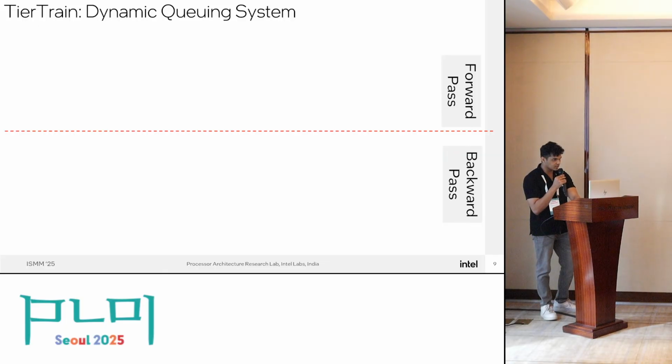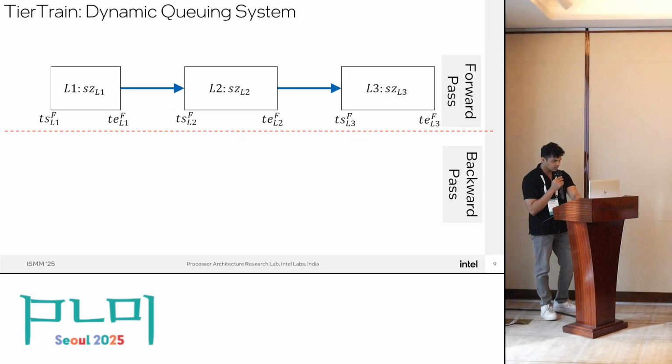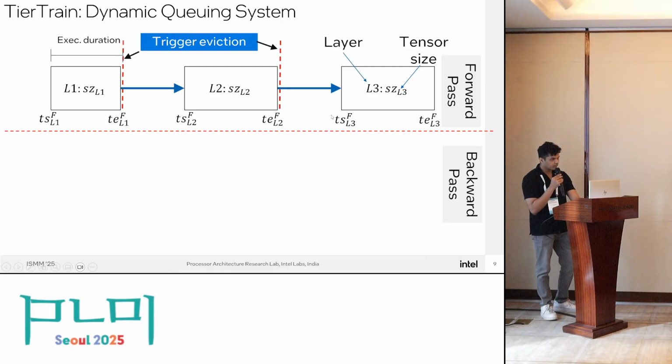So we have a simple queuing system which takes care of when and how much data to evict during the forward pass. We get the duration of a layer and the size of all of these tensors from the hooks, and then we trigger eviction right after a particular layer finishes during the forward pass. And like I said, the size of this eviction depends on how much memory bandwidth we have available, and what is the idle time for these tensors.